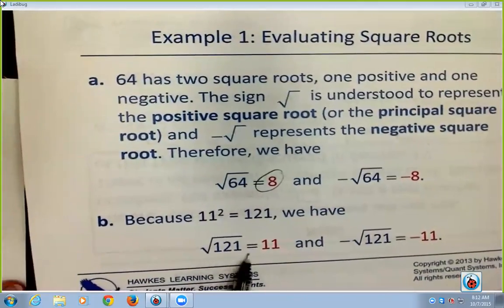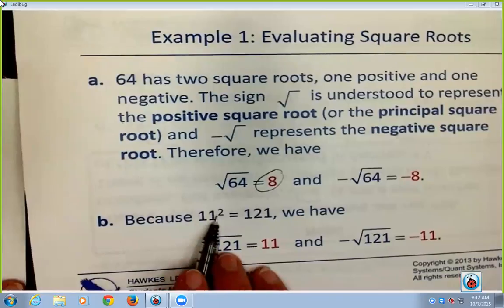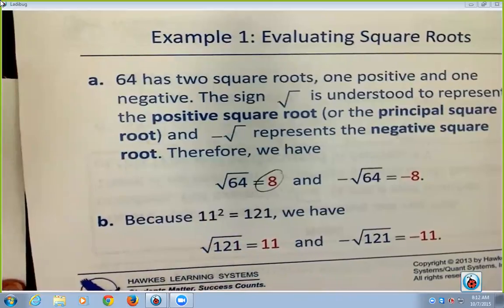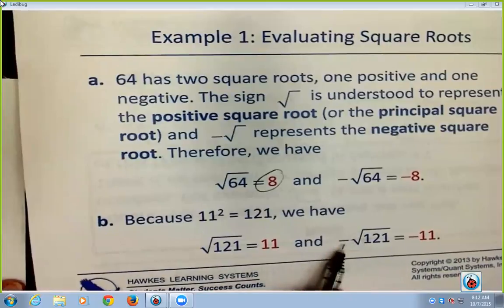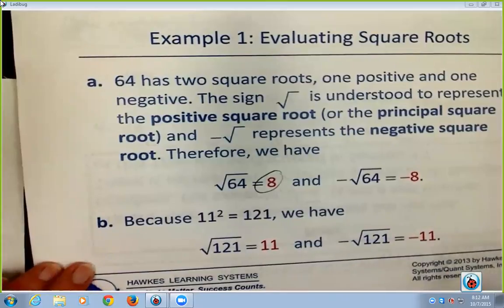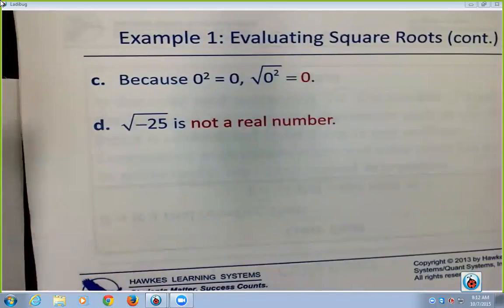And then they give you another example down here. 11 squared is 121. The square root of 121 is 11. And then also the square root of a negative 121 is a negative 11. So keep in mind when those signs end up showing up in there.